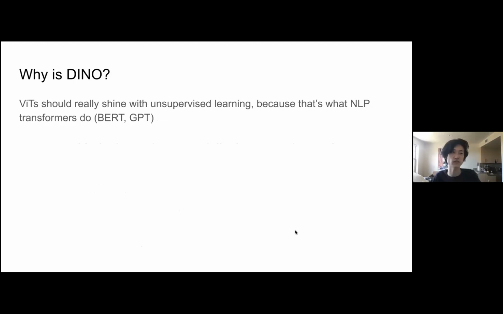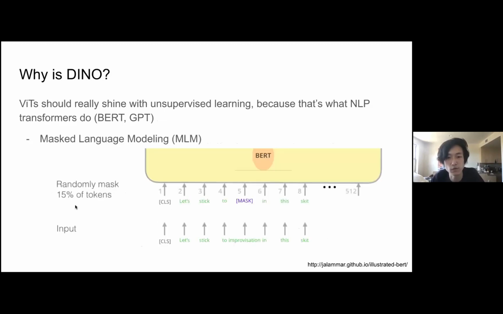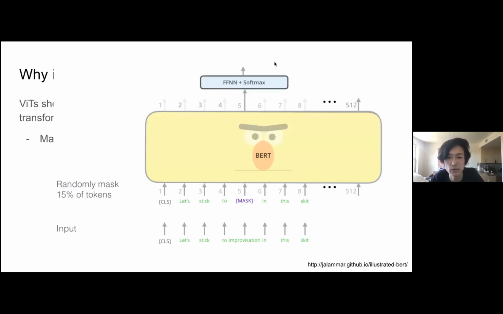The authors make this claim, which I think is pretty motivating, which is that vision transformers should really shine with unsupervised learning because that's what an NLP transformer does, right? If you think about training this BERT model, we had that walk through before, but the idea here is that we have these sentences, and we mask out one of the things, and then we try to predict the output.